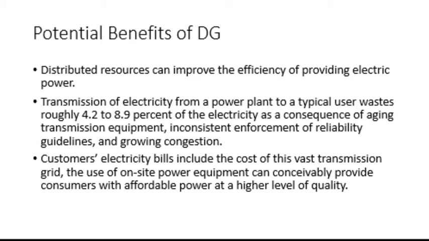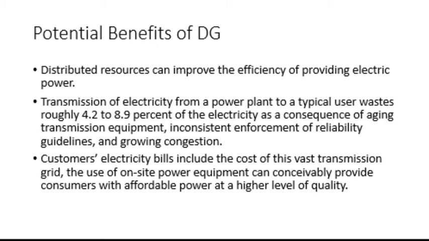You can see that if you are using a centralized power plant, there can be losses of 4.2 to 8.9% due to aging of your transmission line equipment, its inconsistency, some reliability concerns, or growing congestion. But if you are using distributed generation, all that equipment will not be required in such quantity, because your source will be very near to your end user, so all these losses will be wiped off.